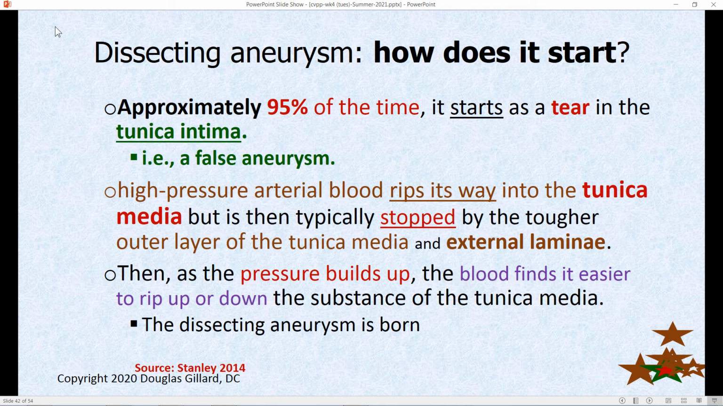We'll talk about next time how it can start from the vasa vasorum. Remember the blood vessels within the blood vessels? Sometimes you can get an aneurysm in one of those little blood vessels, and blood can just start squirting out in the middle of your tunica media. But most of the time, it's going to be from a false aneurysm. And everything we said already.